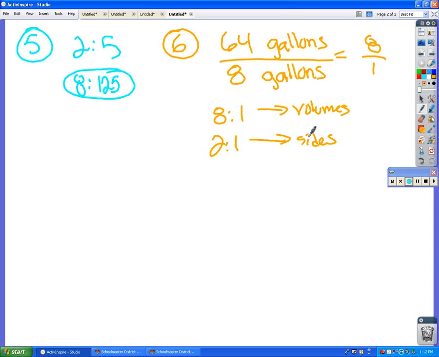However, this is why this is a tricky problem. It says if a 1.5, wait for it, square foot cover fits on the smaller tank. So they're asking us to work with the ratio of the what? Areas, because they said square feet, so they're talking about areas. So if the ratio of the sides is 2 to 1, what's the ratio of the areas? 4 to 1.